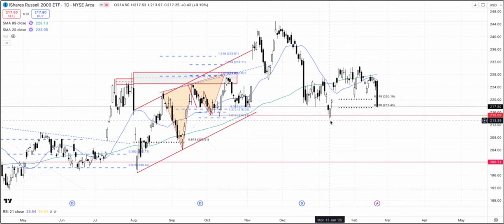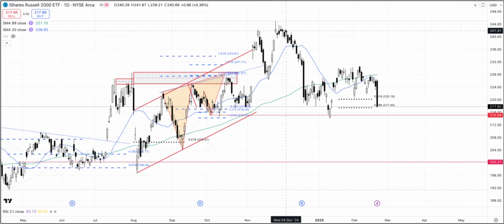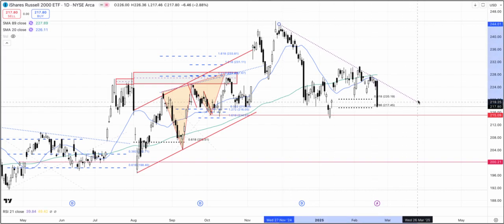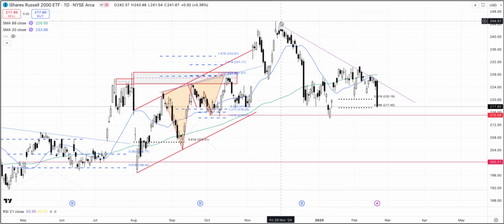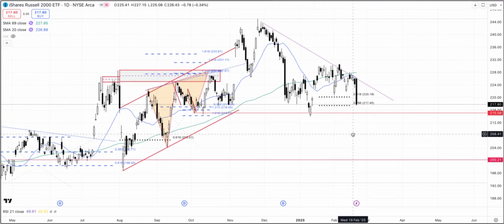So if it begins to take out these lows of 13th of January, that's not going to be a good sign. Then, if we just draw a trend line like this with some overshoots, we could be looking at A, B, C, D to the downside. But right here, it's just coming back towards the bottom of this trading range, right at the 78.6% retracement.